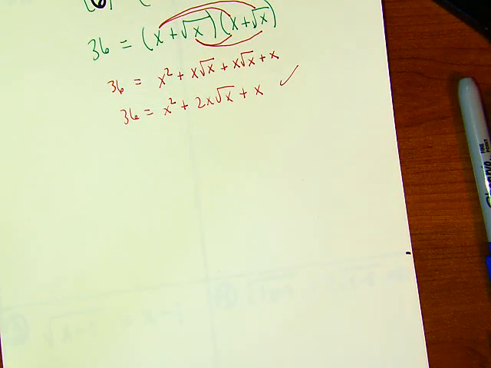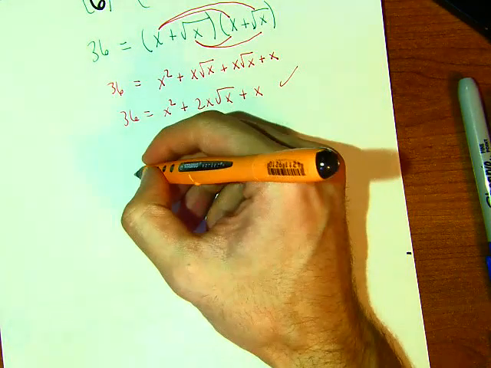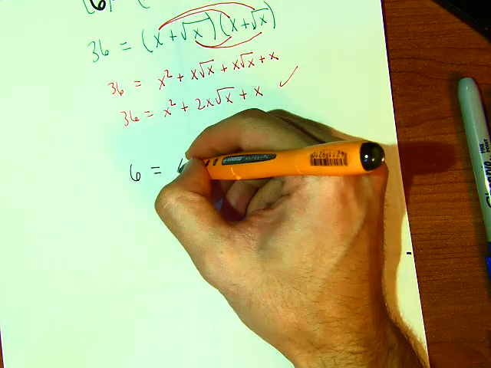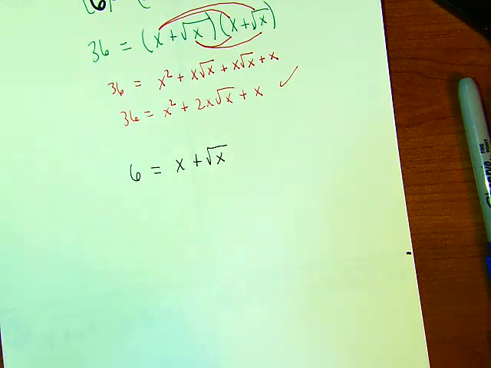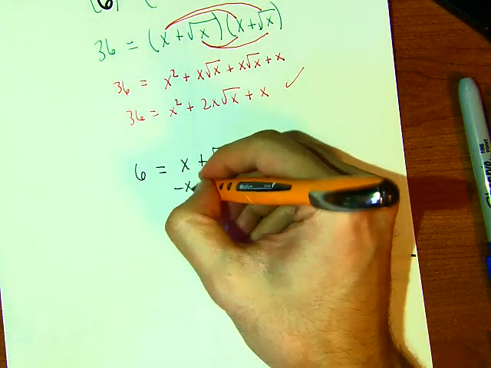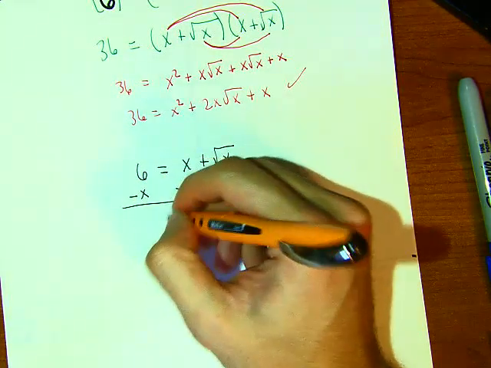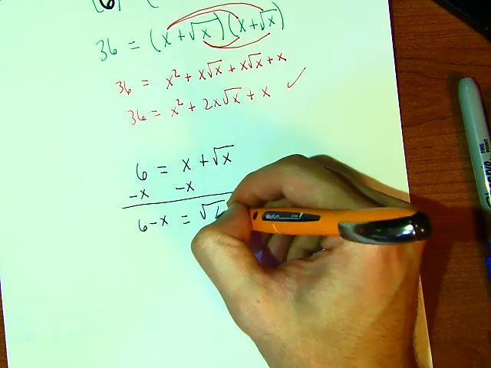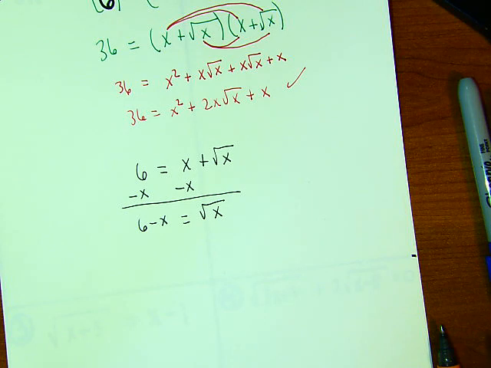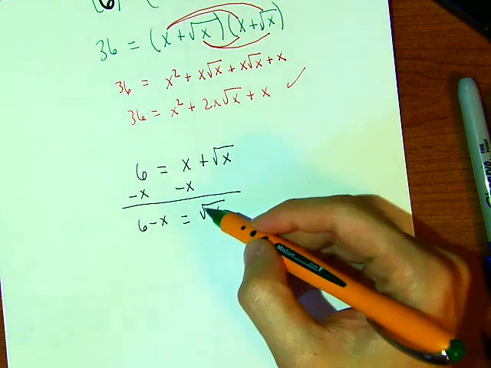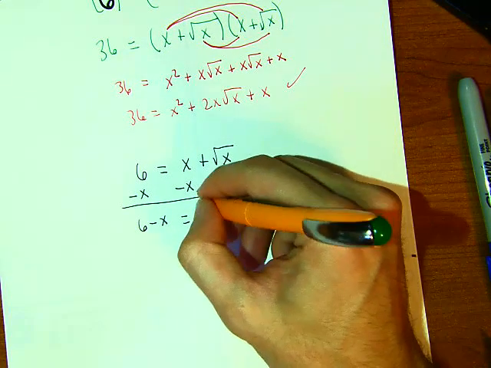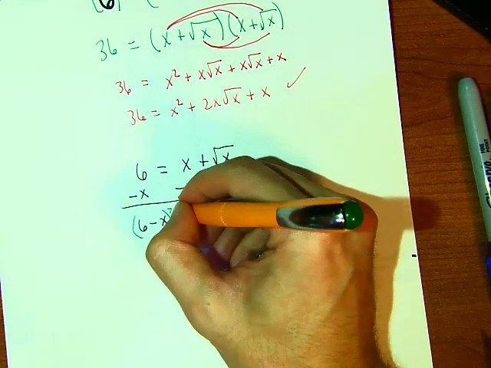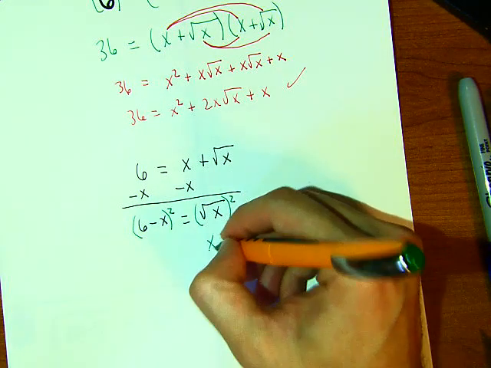Here, instead, let's see what happens if we do this first. x plus square root of x, right? Let's do this. Let's minus x. And now here, what happens is you have 6 minus x is equal to square root of x. Now the idea is, once you have this, to get rid of the radical, that's easy money. You just square both sides, right? And square root of x squared, that's just x.